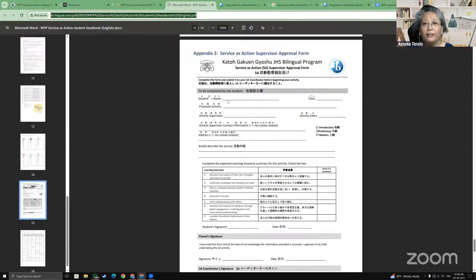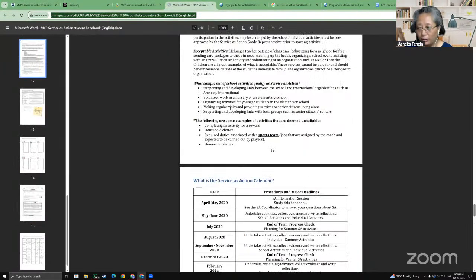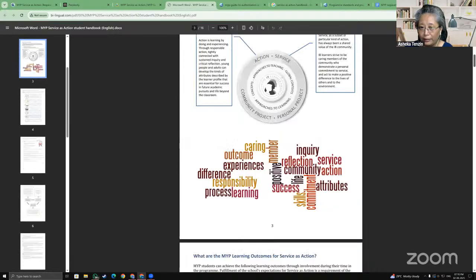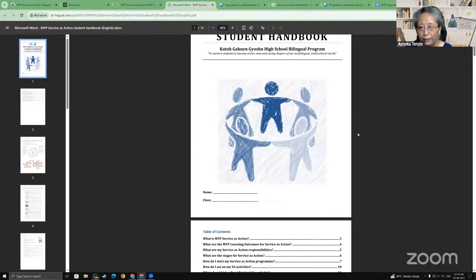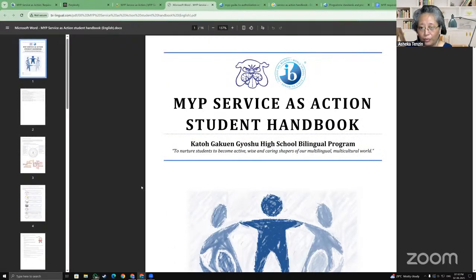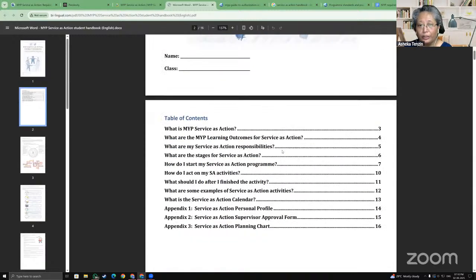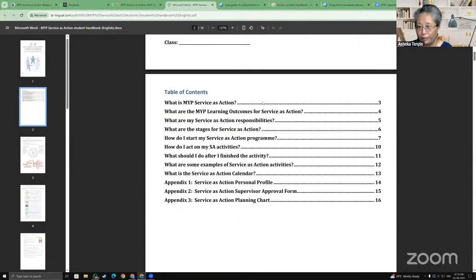This is a services action handbook. I have shared the link in the presentation also. If you just Google services action handbook, this would be one of the handbooks that is available online. This is from Kato Gakuen Gyoshu High School Bilingual Program. This particular school gives this MYP Services Action Handbook to their students. In this you will find what MYP services action is, what the learning outcomes are, and what the responsibilities of the students are.